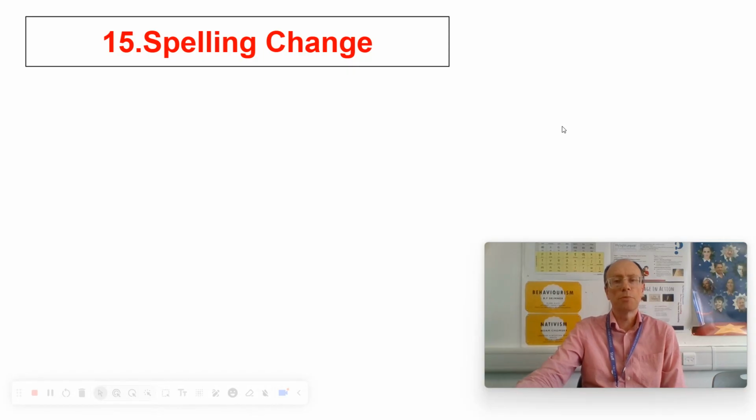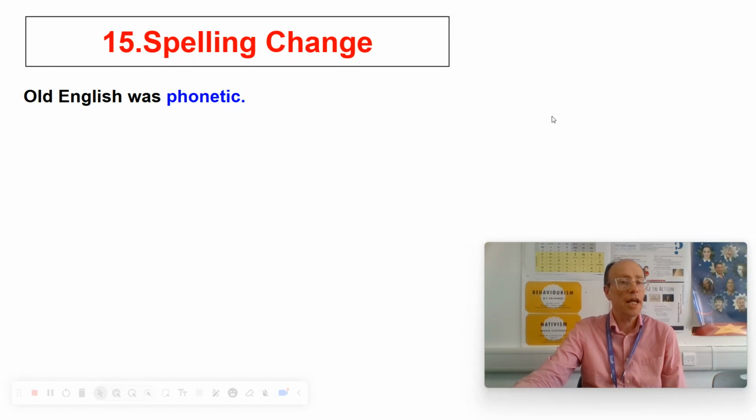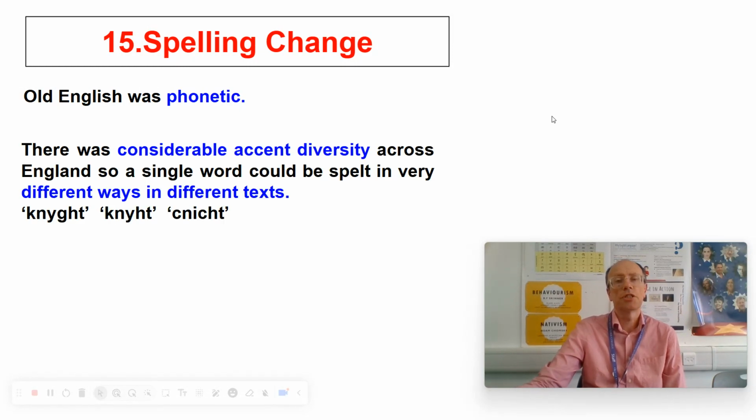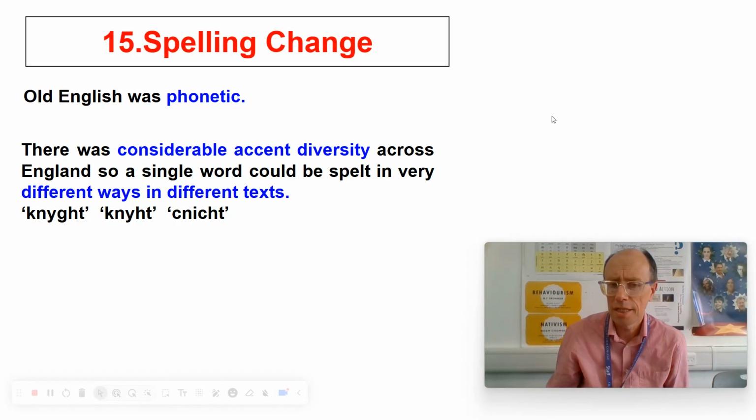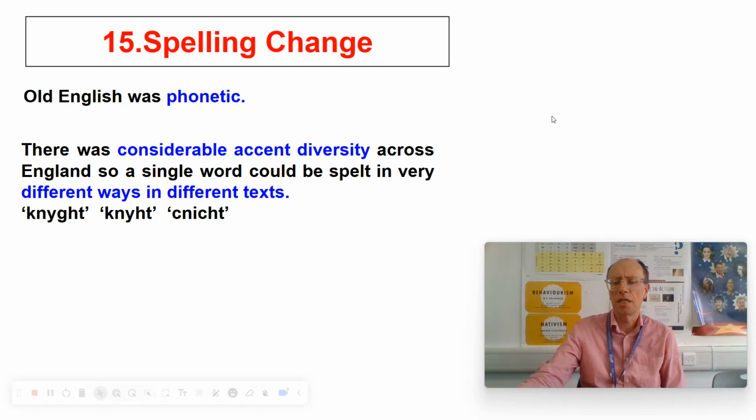Right, this is our penultimate one that we're doing about language change on this video, and this is number 15, which is about spelling change. So as we've just said, Old English was phonetic, and so you had considerable accent diversity across England. So that meant that a single word could be said and spelt in all sorts of different ways. So take this word here: K-N-Y-G-H-T, or is it K-N-Y-H-T, or is it C-N-I-C-H-T? So a single word pronounced and spelt in different ways in different parts of the country.